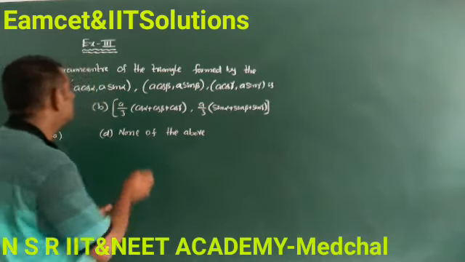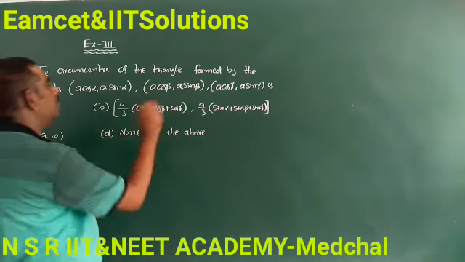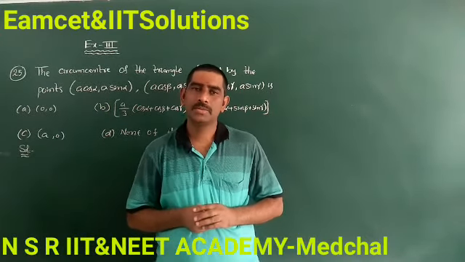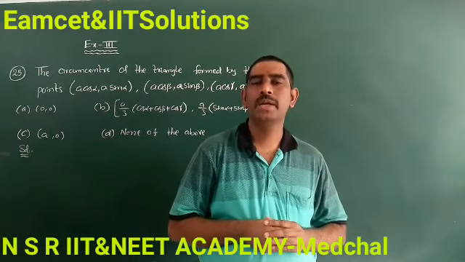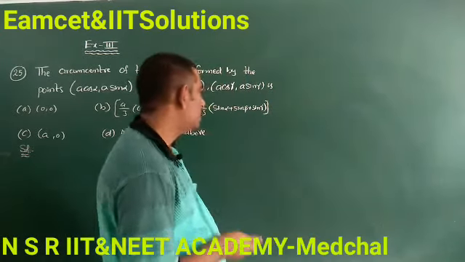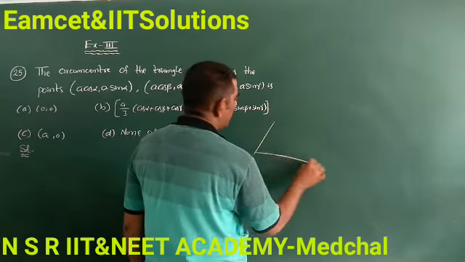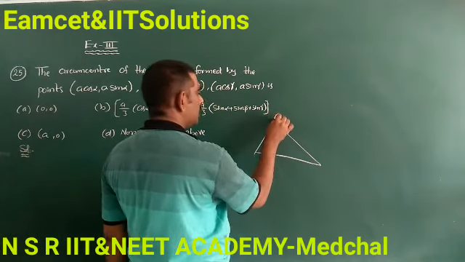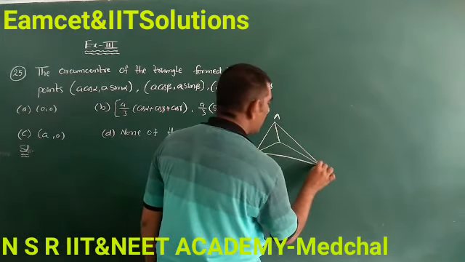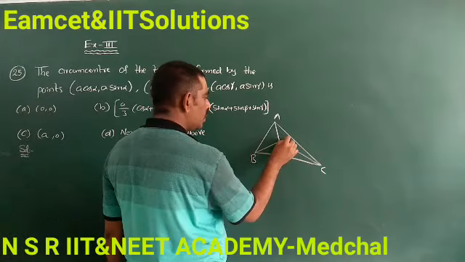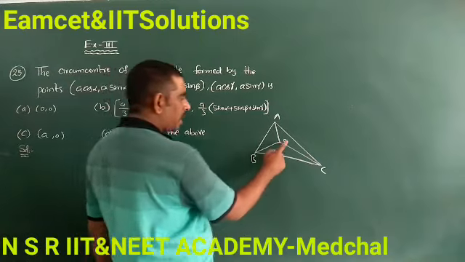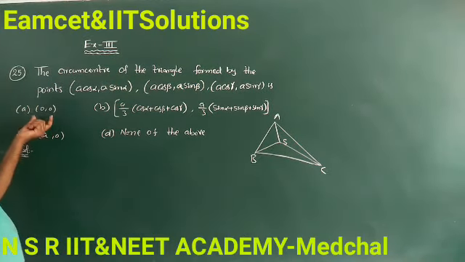So next question, the circumcenter of the triangle formed by these 3 points is. So already we know the definition of circumcenter. What is the circumcenter? The circumcenter is the intersection point of perpendicular bisectors. It is denoted by S. And also circumcenter is equal distance from the vertices of a triangle ABC. So this is S. So we are given points ABC, find the value of S. So we don't know the value of S.